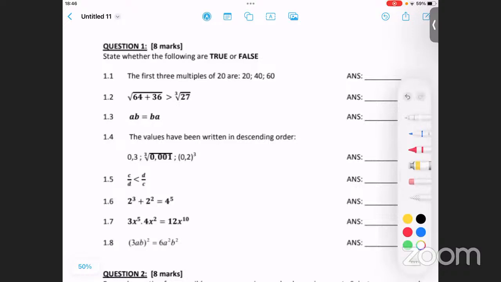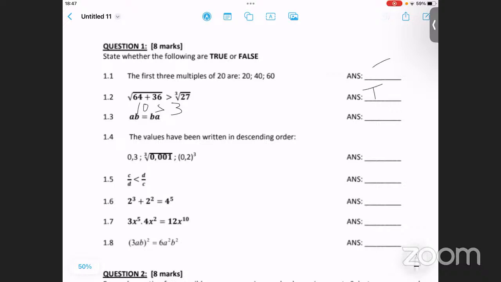So for this one, you got 10, and for this one, you got 3. So 10 is greater than 3, and that is going to be true. This one is also true. And then let's look at 1.3. They say AB is equal to BA. Is it true or false?